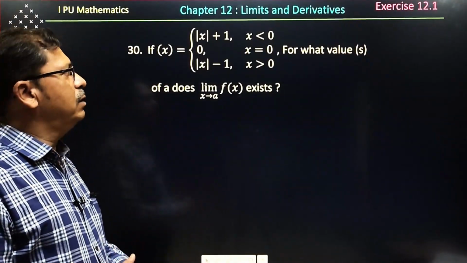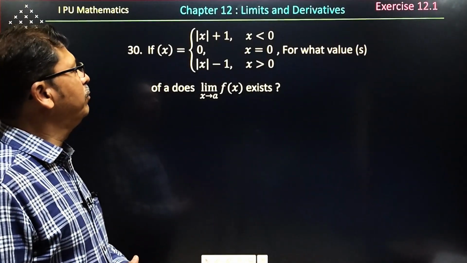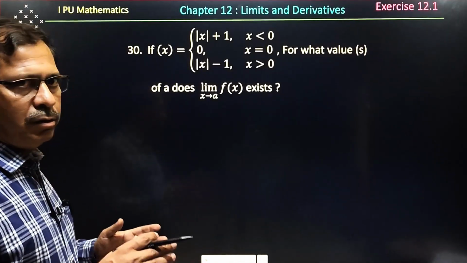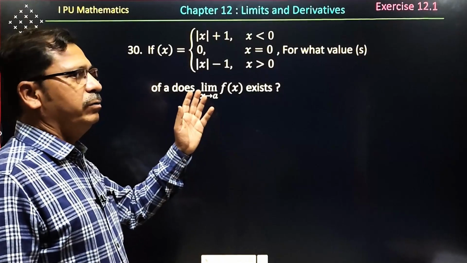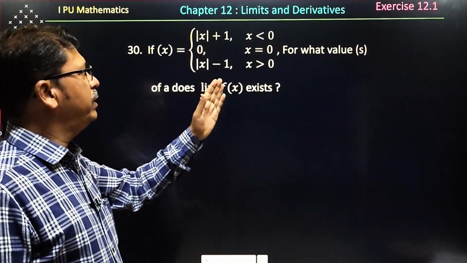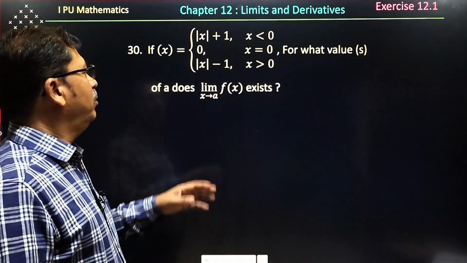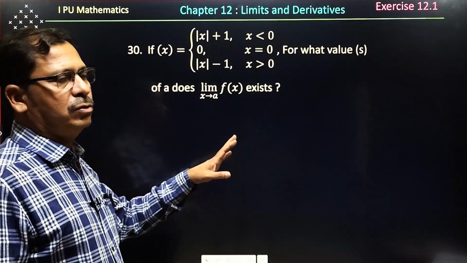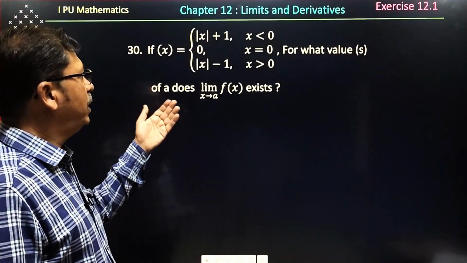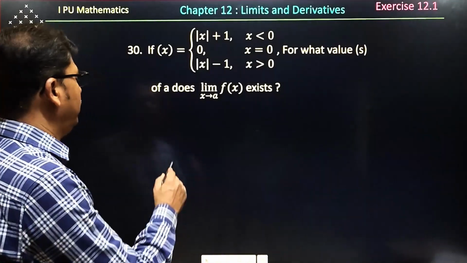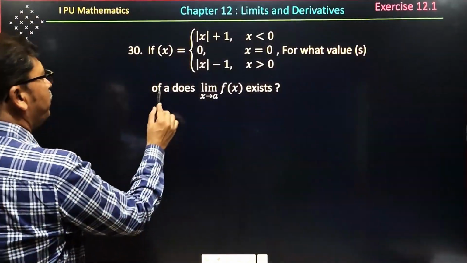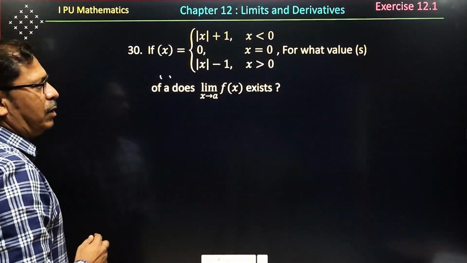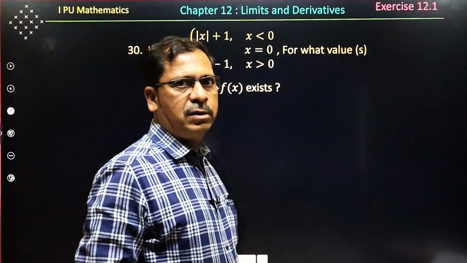Now let us discuss the solution for the 30th example. The function is defined in this manner: f(x) is equal to mod x plus 1 when x is less than 0, equal to 0 when x is equal to 0, and mod x minus 1 when x is greater than 0. The question is, for what value or values of a does the limit as x tends to a of f(x) exist? This is what the question here.